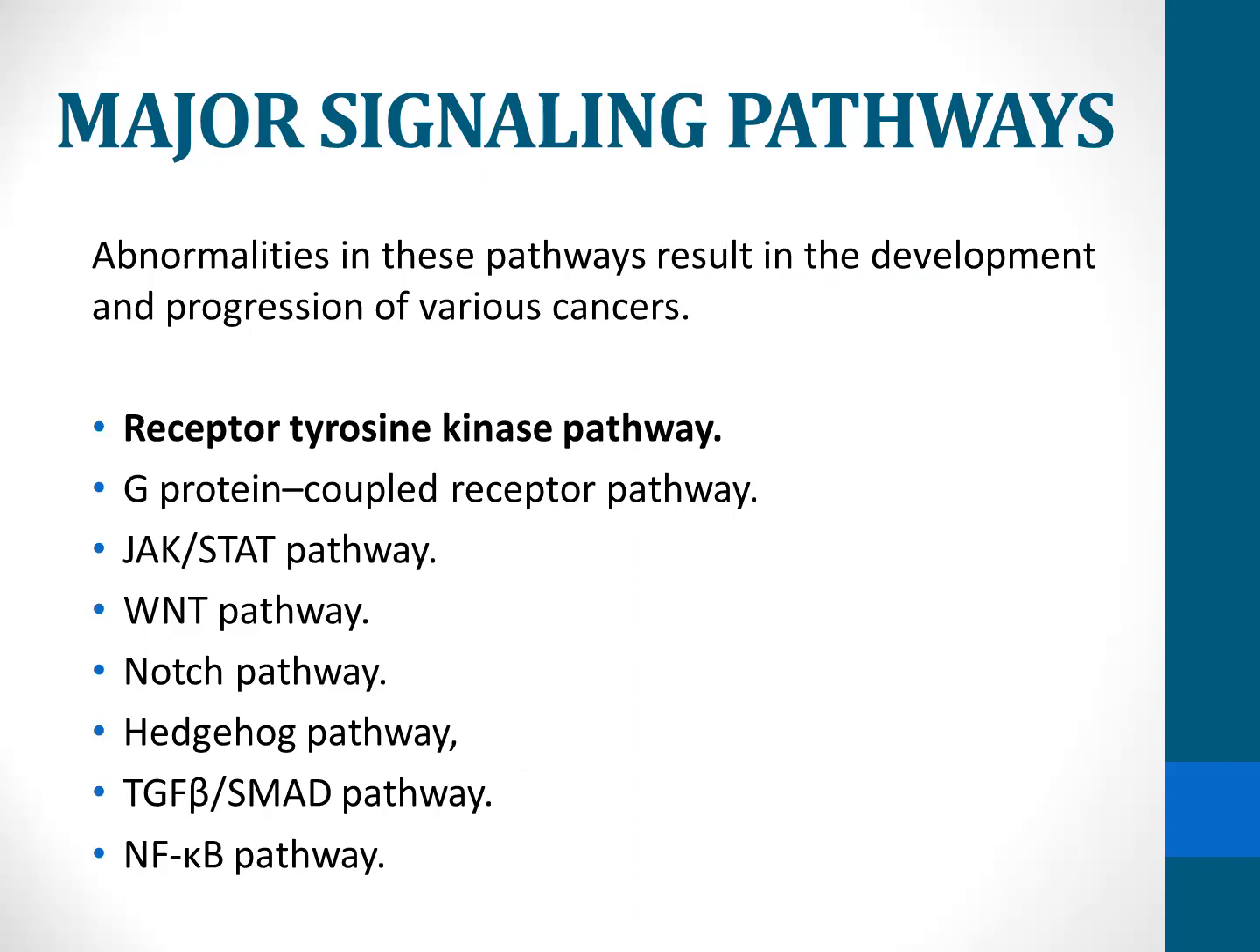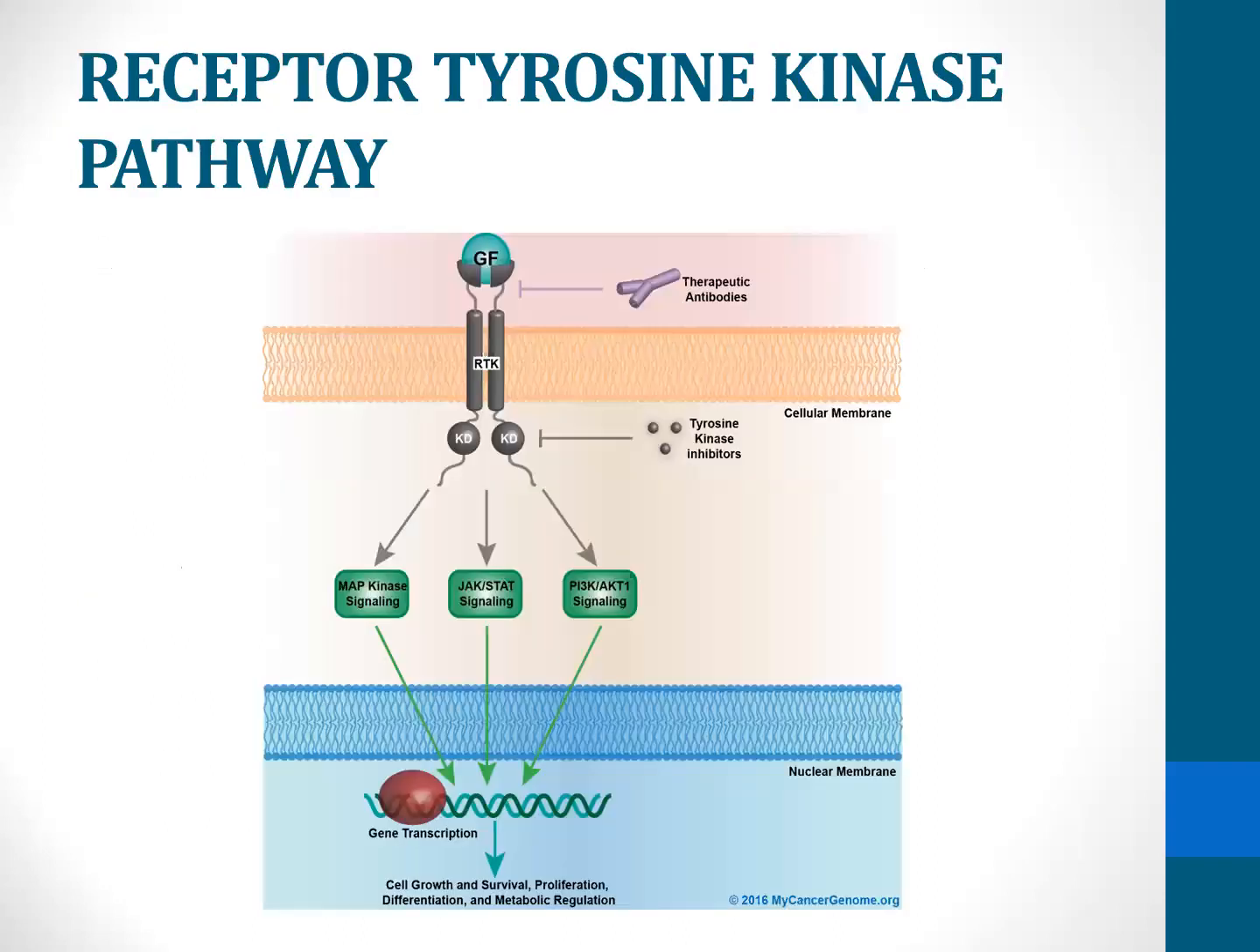These include the receptor tyrosine kinase pathway, which is the most important and most common. Then the G protein coupled receptor pathway is also affected, as well as the JAK-STAT pathway, WNT pathway, NOTCH pathway, Hedgehog pathway, nuclear factor kappa B pathway, and transforming growth factor beta SMAD pathway. These are various pathways which may be affected during carcinogenesis, and the most common of these is the receptor tyrosine kinase pathway, which is a growth stimulating pathway.